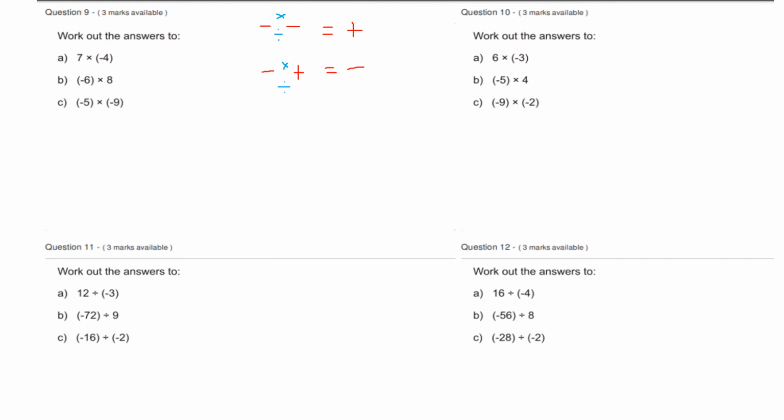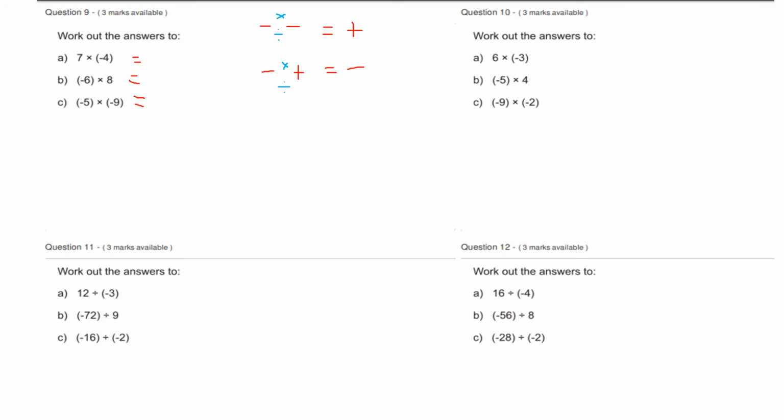So all you do is do 7 times 4 and write your answer down. And then have a look. Because only one of them is negative, your answer is going to be negative, so you put a negative in front of it. So for each one, just times the numbers together as if they were normal numbers, and then have a look. If they're both negative, it's going to be a positive answer. If only one of them is negative, it's going to be a negative answer.